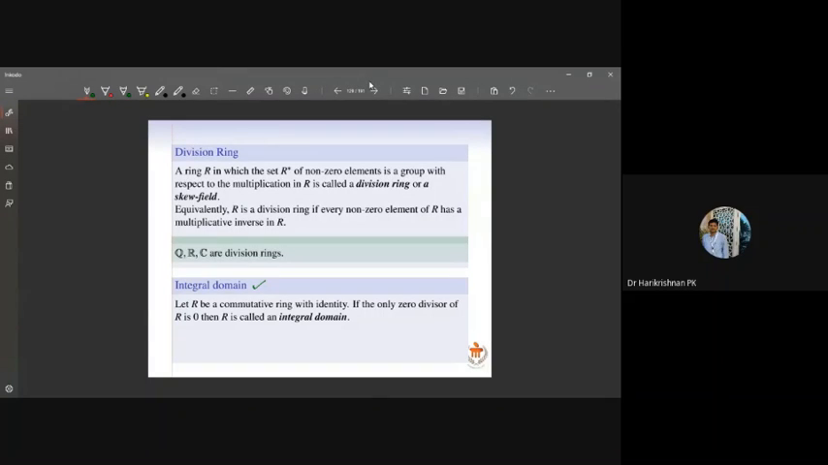To define an integral domain, you take a commutative ring R with identity. If the only zero divisor of R is 0, then we can tell R is an integral domain. In a commutative ring with unity, if the only zero divisor is 0, then it is an integral domain. The simple examples are the set of all integers, rational numbers, real numbers, and complex numbers. They are integral domains.